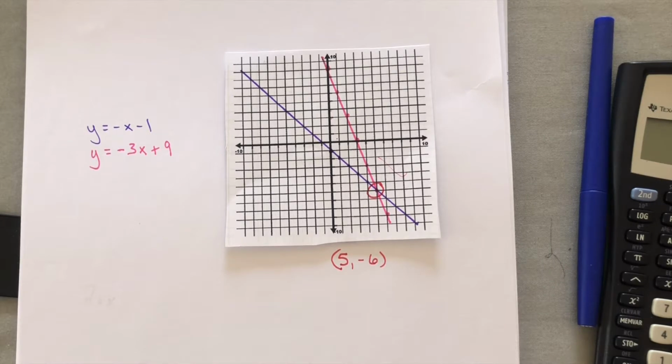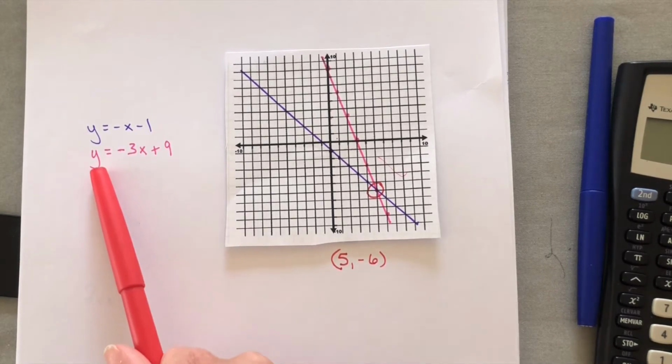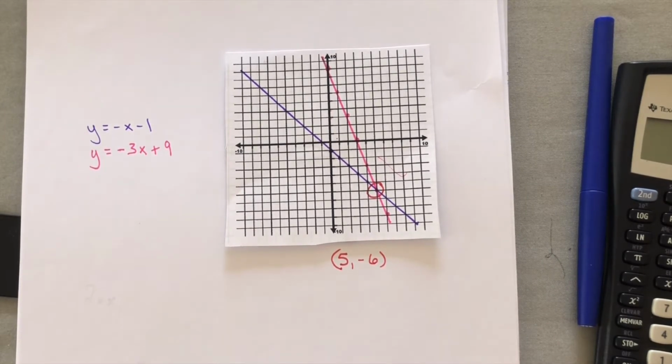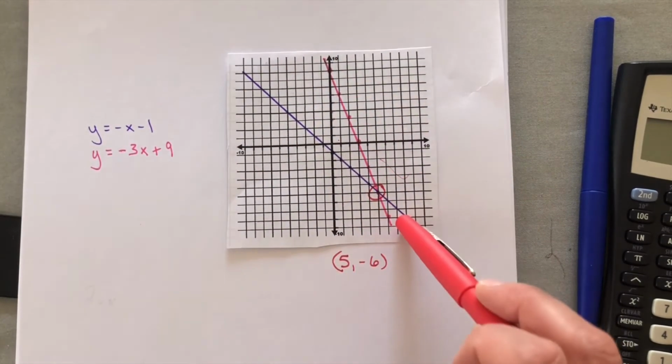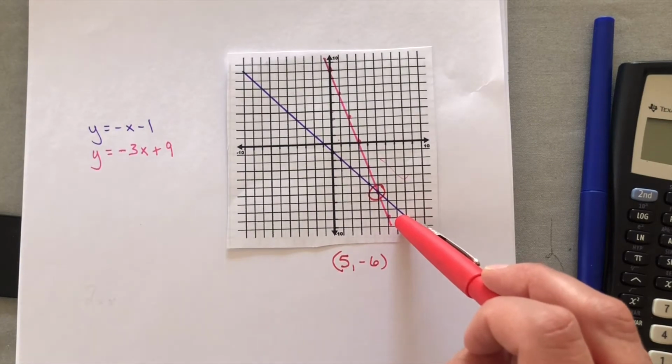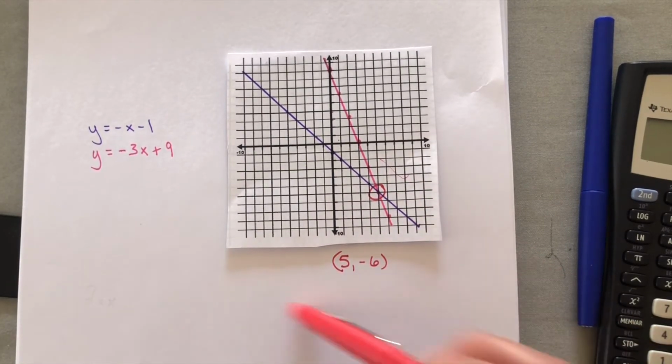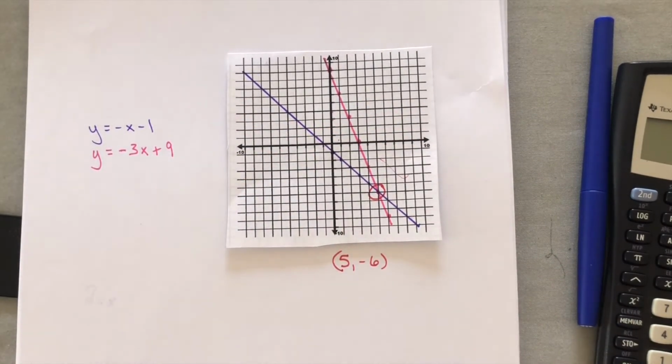And I can check this by plugging this point into both of those equations to make sure that it works. And the reason we check is because we could have made an error with our graphing, and therefore end up with the wrong solution. So we want to plug that back in just to make sure we've done this correctly.